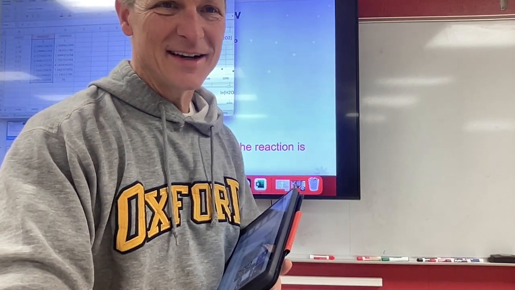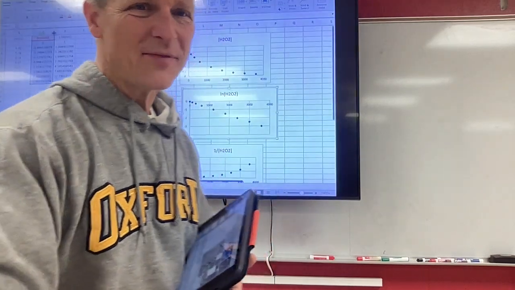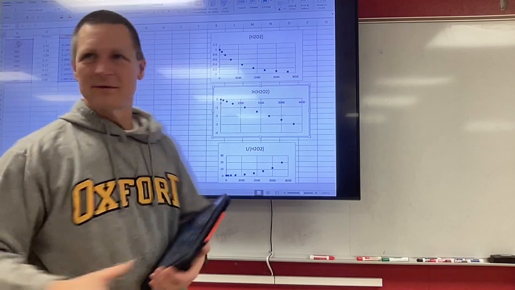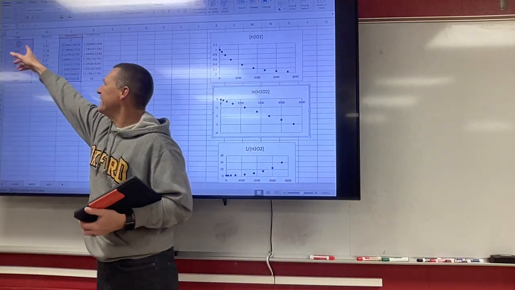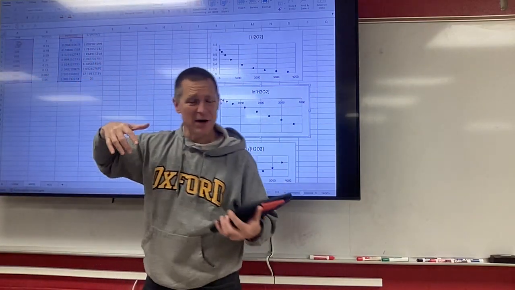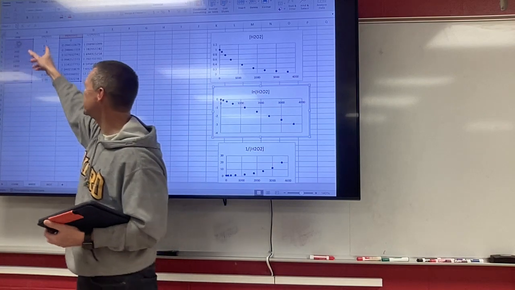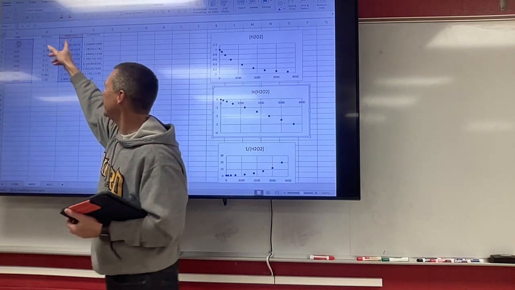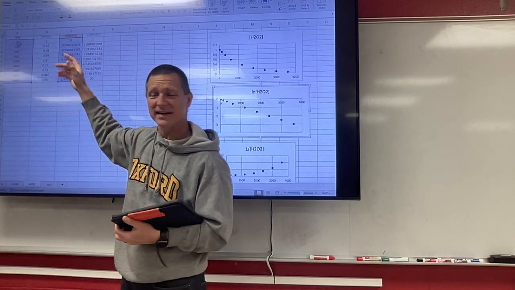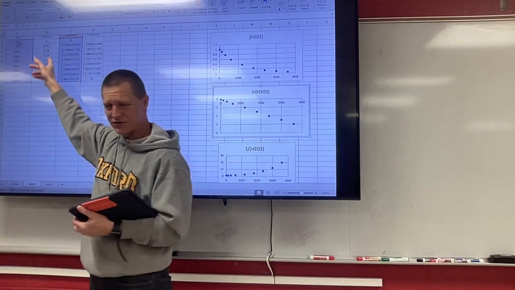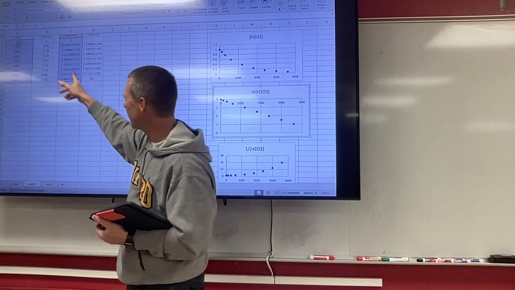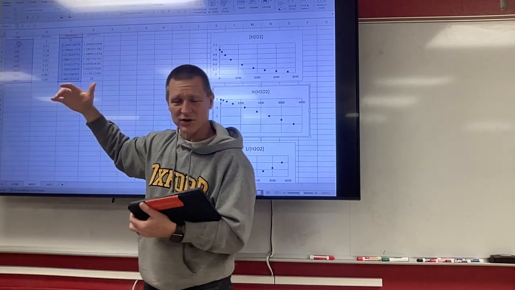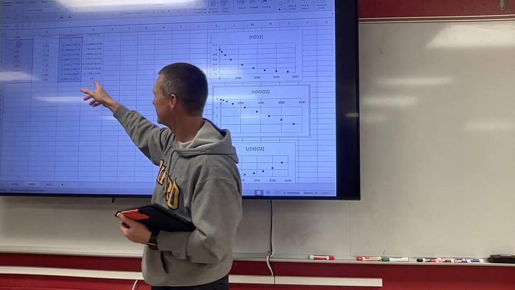I took an Excel spreadsheet. And I want you to notice here, I have in the A column the times. I just copied down the data. The time and the concentration of H2O2 is given. And then in column C, I took the natural log of those concentration values. So the natural log values are there. And then in column D, I took the inverse of the concentrations.